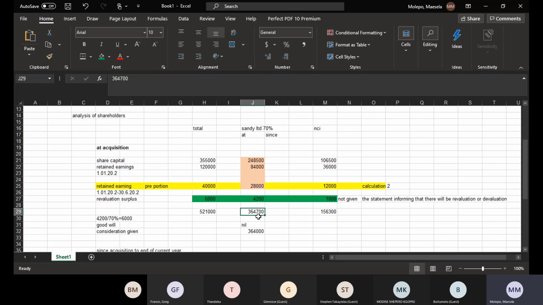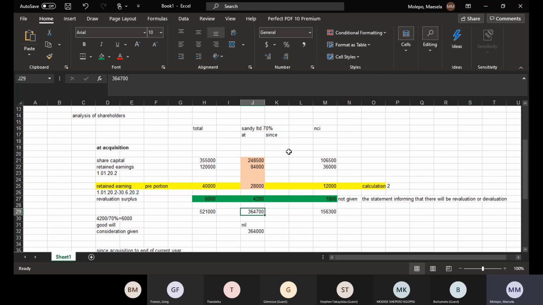So the excess of the purchase price over the net carrying amount of the assets at the date of acquisition was due to the difference between the carrying amount and the fair value of the land and building. If there is a difference between the fair value of the land and building, it can either be a revaluation or a devaluation. If our land is higher than the fair value of the purchase, which is the purchase price, it's going to be a devaluation.